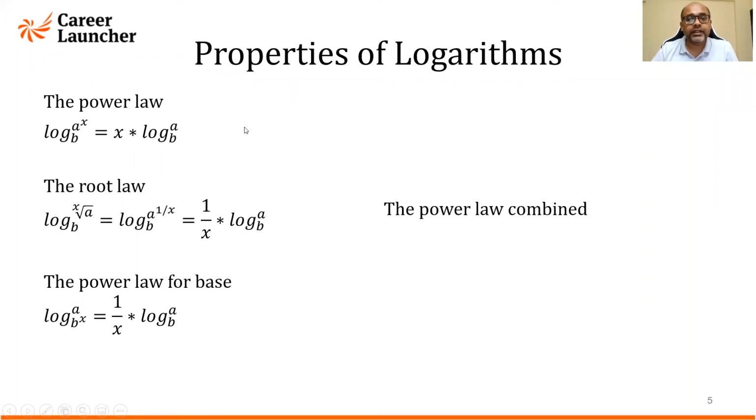Now when you combine these two, you get a very nice result. If you have a to the power of x and b to the power of y, both the powers can come out. X will come out as it is and y will come out as 1 by y. So when both powers come out, it becomes x by y log a to the base b. Okay, so these are few properties which you use quite regularly.